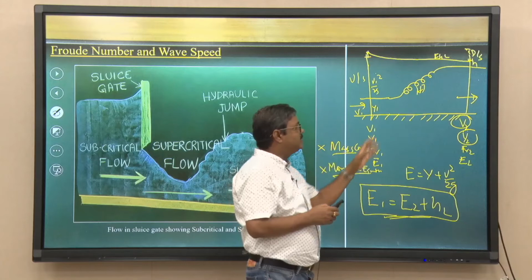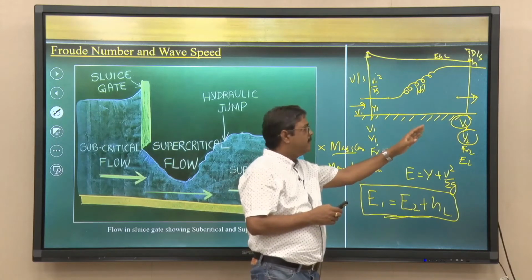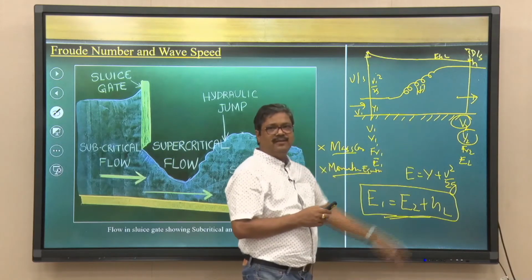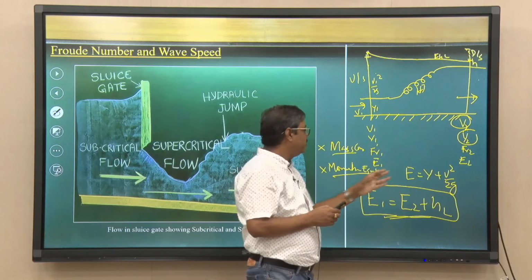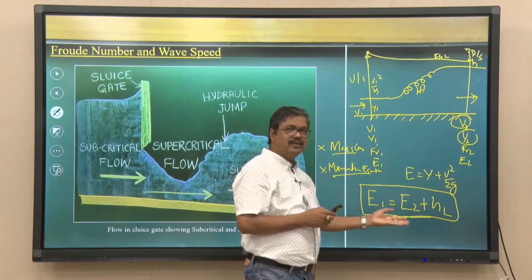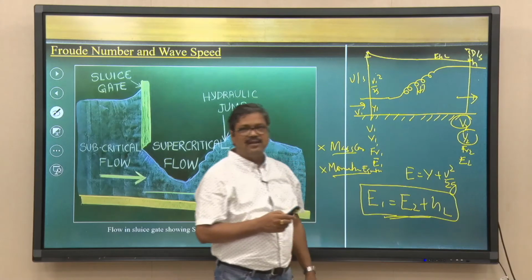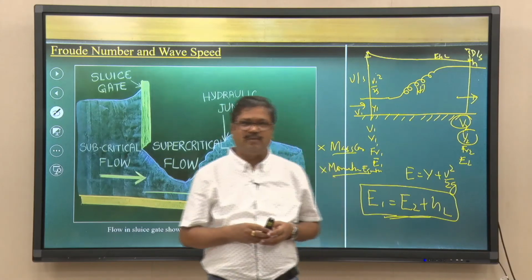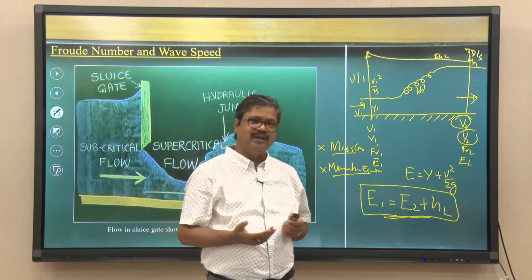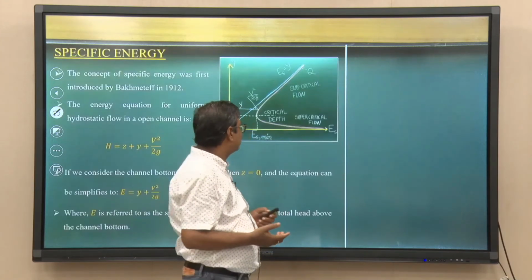So, how do we get the downstream velocity and flow depth, V2 and Y2? We will do it with the help of the mass conservation equation and the linear momentum equation, as we used to do for other conditions.